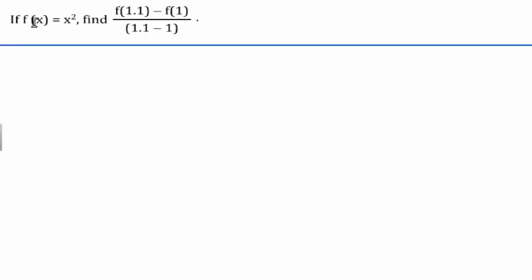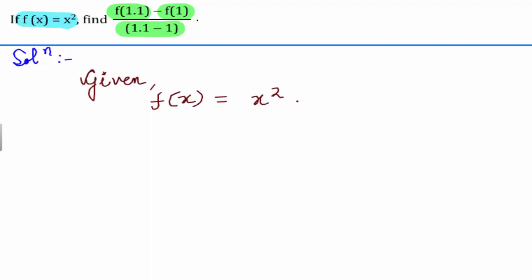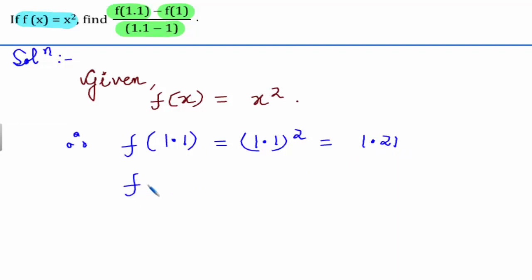In this question, f of x is given as x square. You need to find the value of (f of 1.1 minus f of 1) by (1.1 minus 1). Let's begin the solution of this question. F of x is given as x square. Therefore, f of 1.1 will be equal to 1.1 whole square, that is equal to 1.21. Also, f of 1 will be equal to 1 square, that is equal to 1.